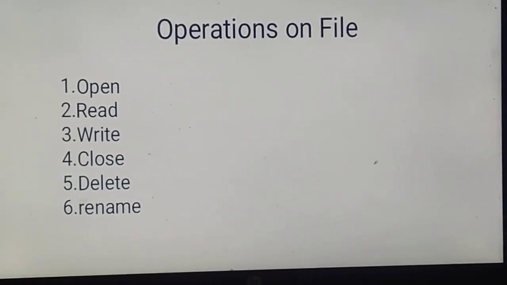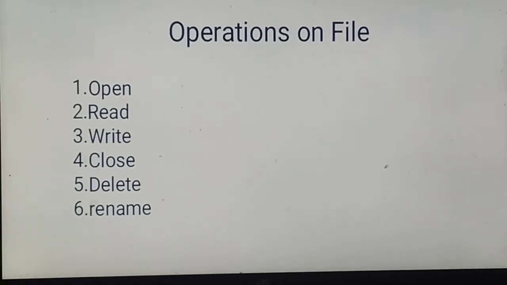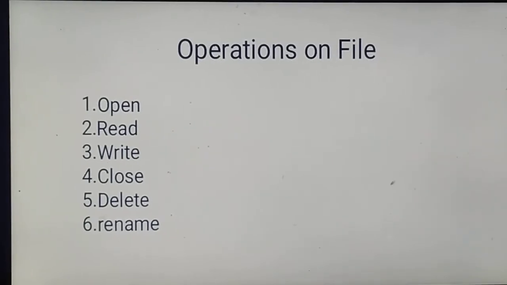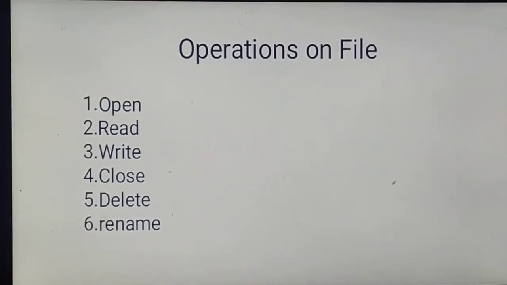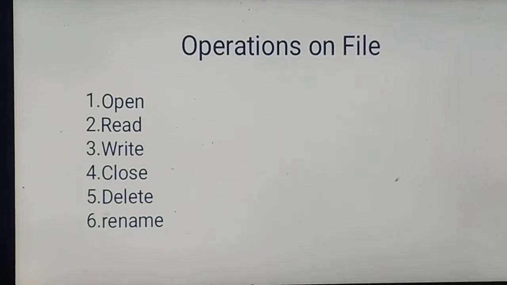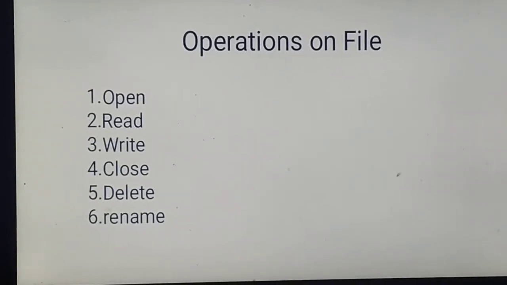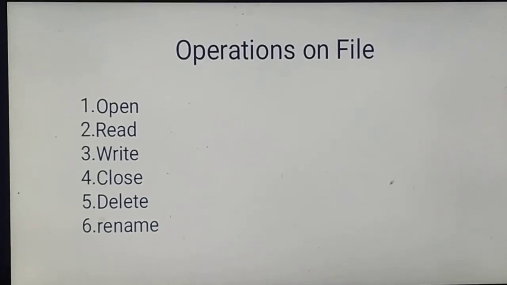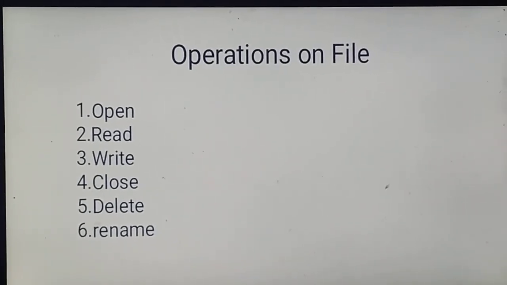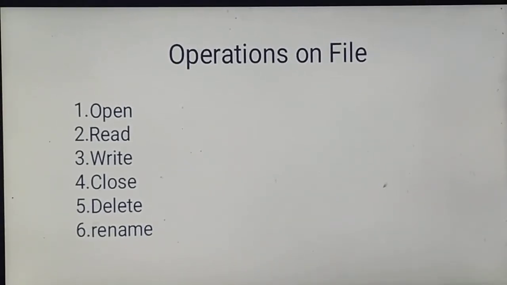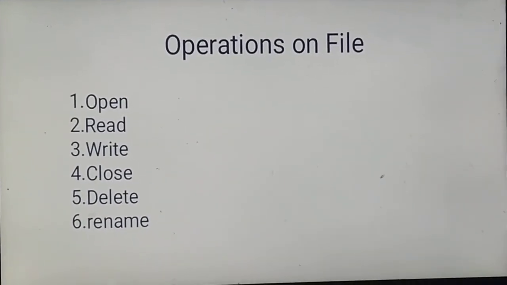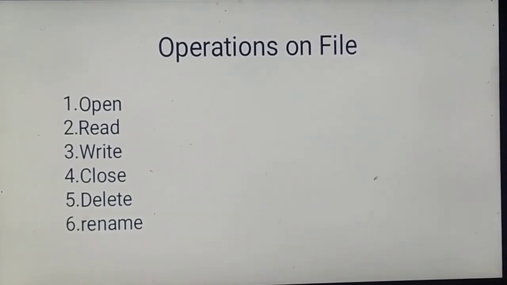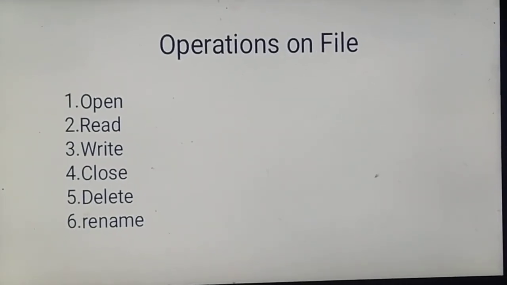Once we have opened the file, if we want to read the content written in it, we perform the read operation. The third operation is write. Before performing the write operation, you need to open the file. It is just the same as when you want to write something into your Word file: you go to the file, open it, and only then read or write the content. We perform the same thing here in Python programming. To write content into the file, you need to open it first, and only then will you be able to write.